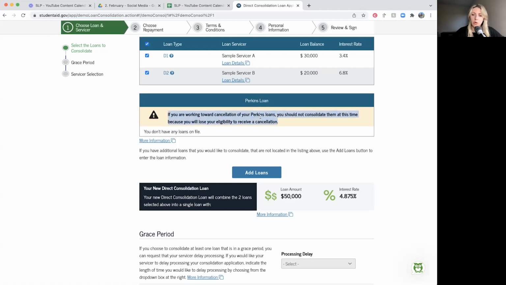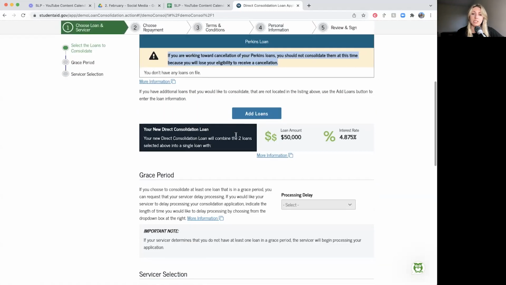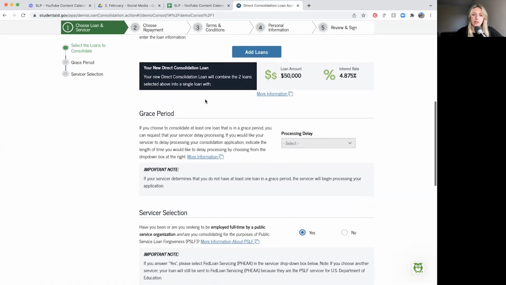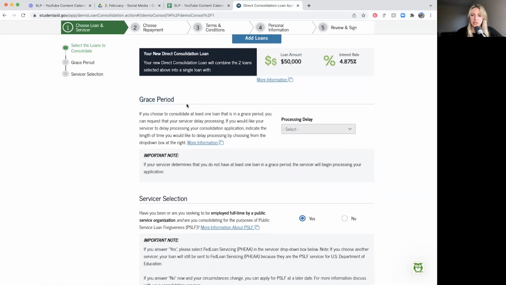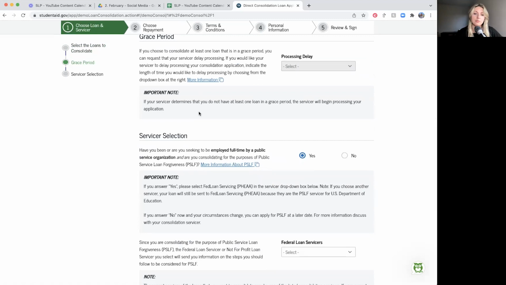But it does give you the little warning that if you're working towards cancellation of your Perkins loans, you shouldn't consolidate them at this time. This is only for certain professions, so you can look at more information here to make sure that that's not relevant to you. Generally, that's more so for teachers or police officers, certain very specific professions. Then we'll scroll down, and it'll ask if we want to do a grace period, which just means, do we want them to delay processing your application? You can say no, that you don't want them to delay, unless you do for some reason.